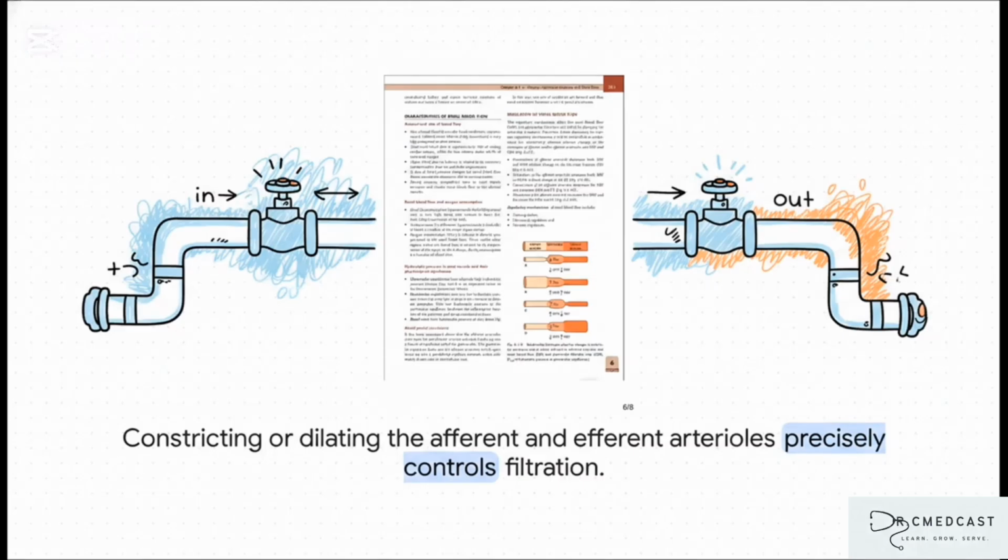So how does it pull this off? Well, it uses those two special arterioles we just talked about. By tightening or loosening the in-pipe, the afferent arteriole, or the out-pipe, the efferent arteriole, the kidney can precisely control the pressure and flow inside the glomerulus. It's like having two separate valves to fine-tune the whole system, second by second.